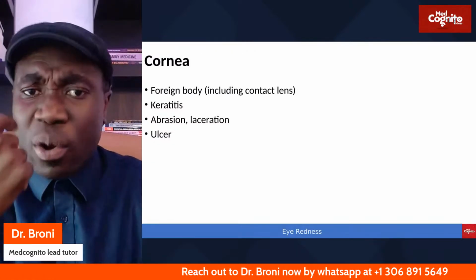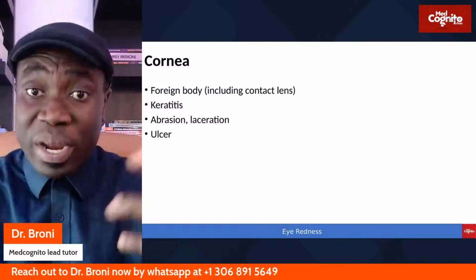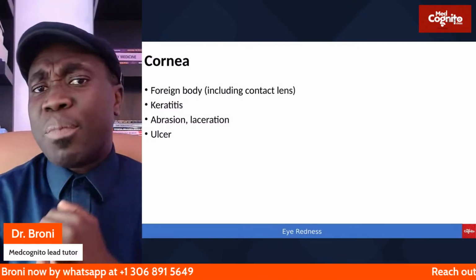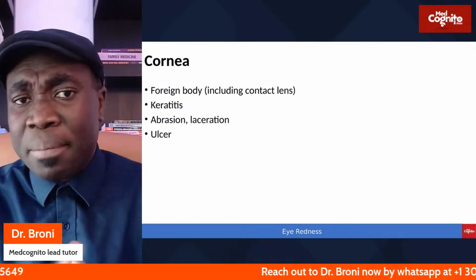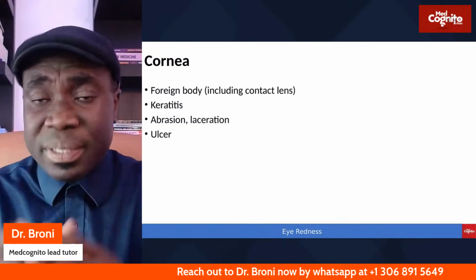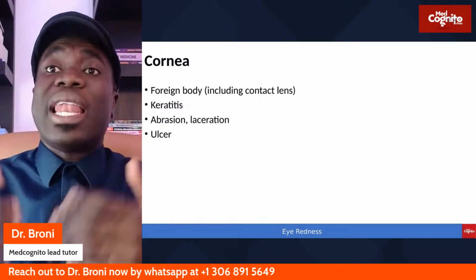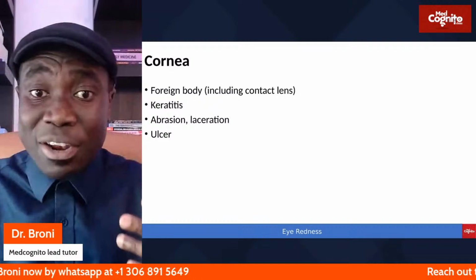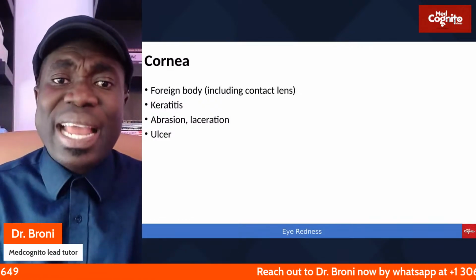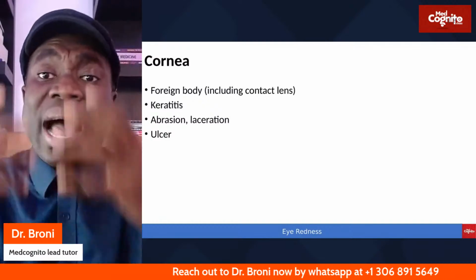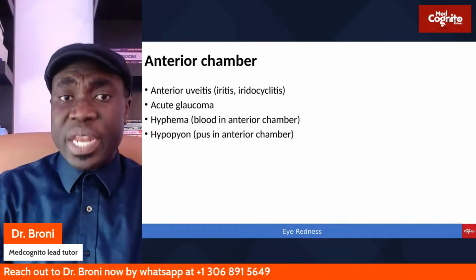Now, when you go to the cornea of the eye, so we are looking at various parts of the eye and what causes red eye from them. We also have foreign body. So you can have somebody who has a contact lens which lands on the eye or which is causing some problems. And then keratitis and abrasion. So corneal abrasion. Many of us hear that a lot. And then there can also be a corneal laceration. And then there can also be a corneal ulcer as well. Okay, so these are all causes of red eye that we need to know.